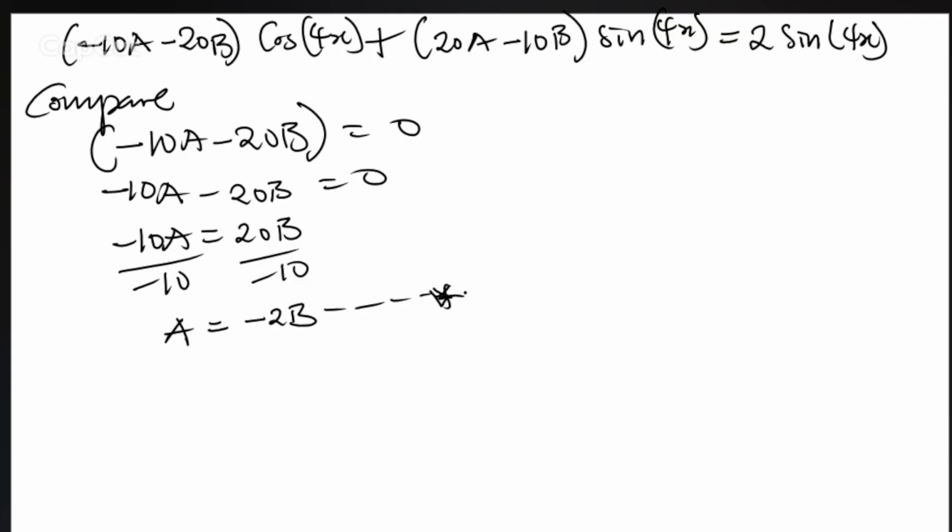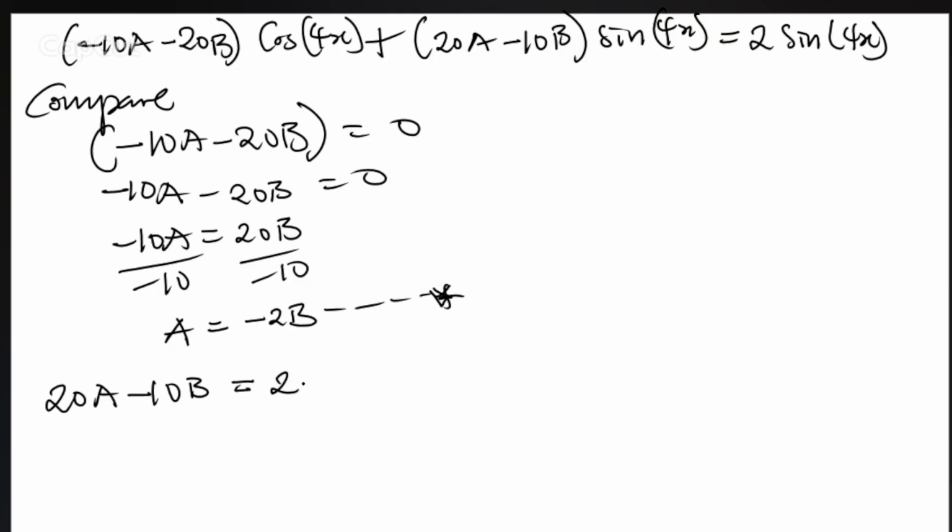Let's compare the next one. Comparing the next one, we have that 20a minus 10b will now be equal to 2. Remember, we are comparing this with 2. So if we compare this with 2, we are simply having that 20a minus 10b will be equal to 2.